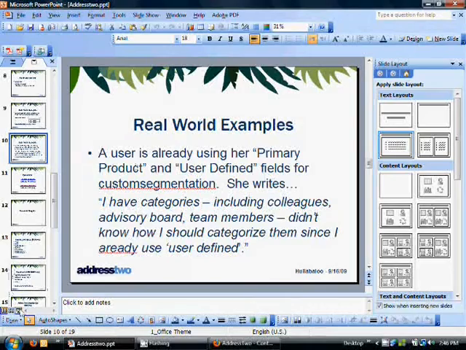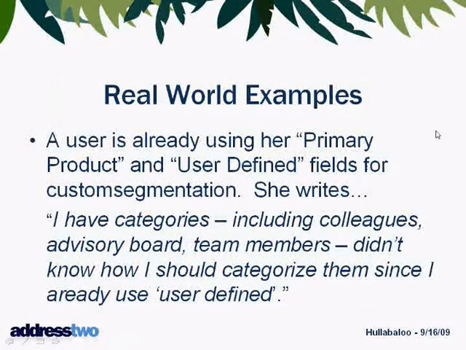All right. User, I get this email. This is a real email. They've already got primary products and user-defined fields being used for another form of custom segmentation. They're already using those. And I get this email. I have categories: colleagues, advisory board, and team members. Didn't know how I should categorize them since I already used the user-defined. How would you do this?